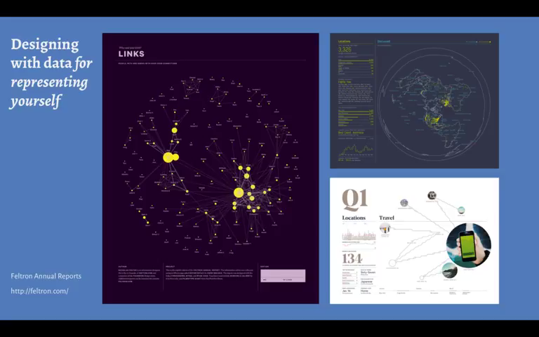And he's popularly known for his annual report. So he would meticulously collect data about him, about his life for a whole year, and then at the end of the year, he would publish a report about him. You can see that the report is very interesting with different sort of insights into his life.